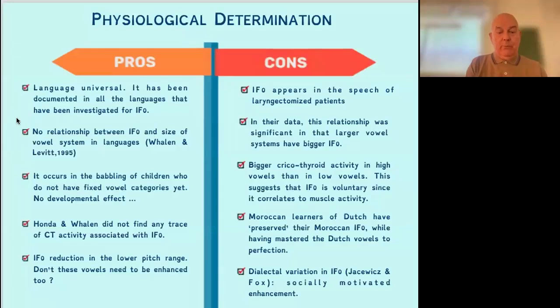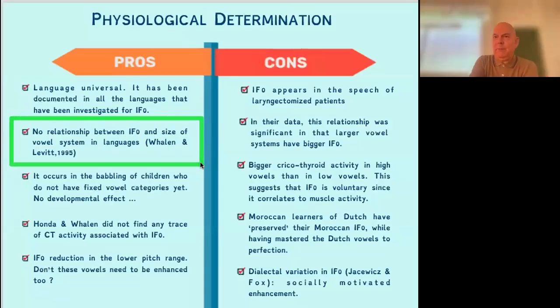Whalen and Levitt argue, and I'm not criticizing the paper in any way, that there is in fact no significant relationship between IF0 and the size of vowel inventories. So IF0 would be very useful in languages with large vowel systems, but that does not seem to emerge. My analysis says it does, but again, it's unbalanced in terms of statistics, so I wouldn't make too much of that.